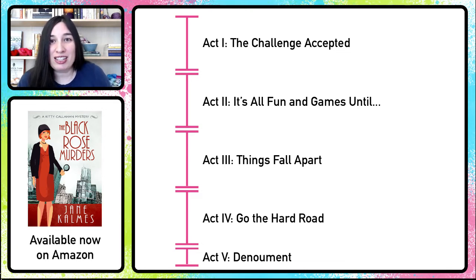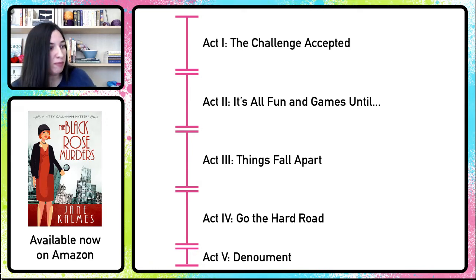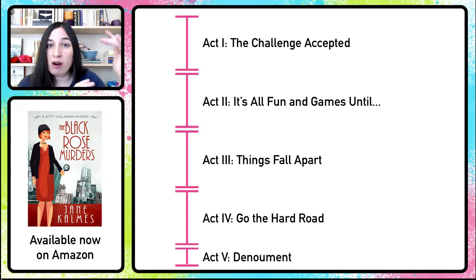All right, let's talk about Act 1, the challenge accepted. This first act is going to take up about the first quarter of your book, but in that time, it's got a lot of jobs that it needs to do. So I'm going to change up this graphic here. We're going to look at just the part of your book that is the challenge accepted, and we're going to go through all the jobs it needs to do in order and when they need to happen.